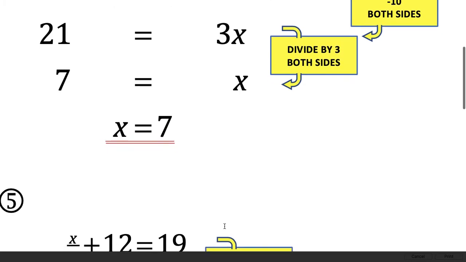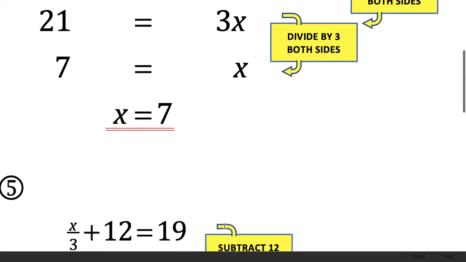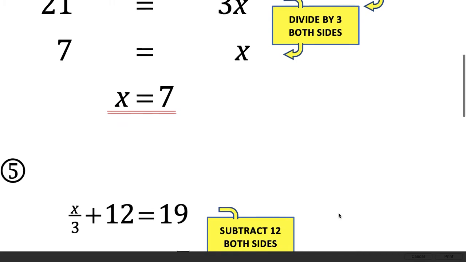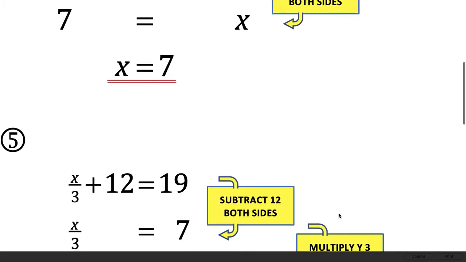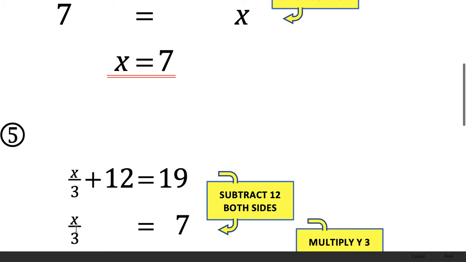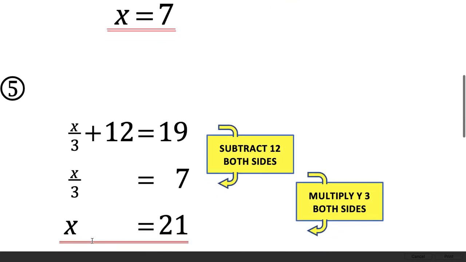Question 5. Now with fractions. x over 3 plus 12 equals 19. I'd quite like to get the bit with x on its own, so I'm going to take away the 12. Because it's like a balance, I need to take away 12 from both sides. So taking away 12 from both sides, I get the x over 3 bit on its own is equal to 7. But I don't want to know what x divided by 3 is. I want to know what a whole big fat hairy x is. So I'm going to multiply everything by 3 on both sides and get a whole x is 21.